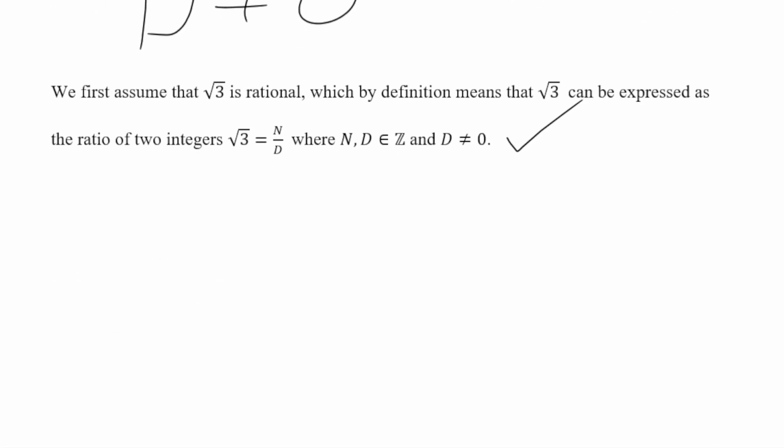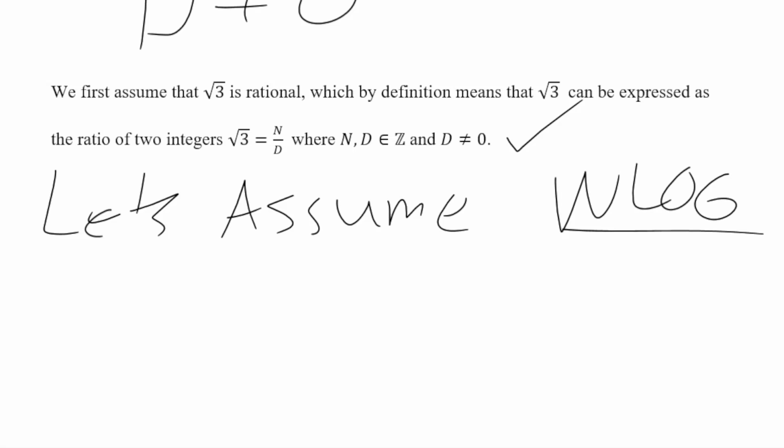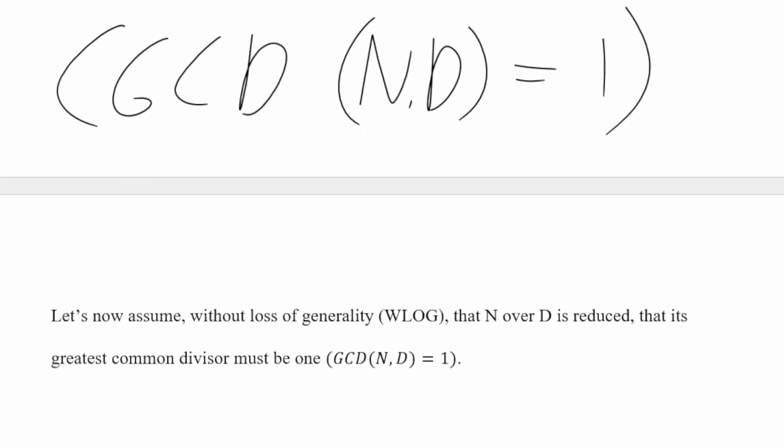From this point, let's assume, without loss of generality, WLOG, that n over d is reduced, and that their greatest common divisor must be 1, which can be written as the greatest common divisor, GCD, of n and d is equal to 1. And here it is written again for us.